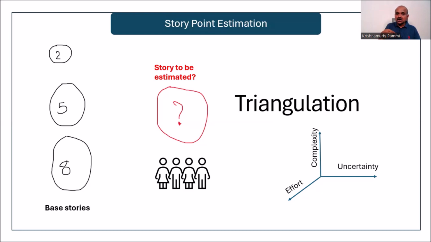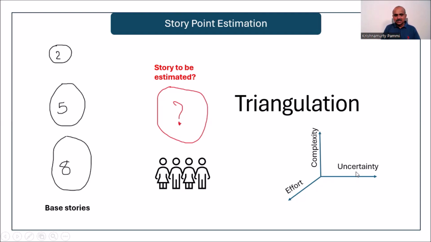Here, I'm going to talk about when to use story points and when to use hours. Now let's say there are 3 base stories: 2 story points, 5 story points, and 8 story points. They're all already estimated by the team. And now there's a big rock here. It's a user story where the team is asked to estimate story points. Now they need to think about effort, complexity, and risk.